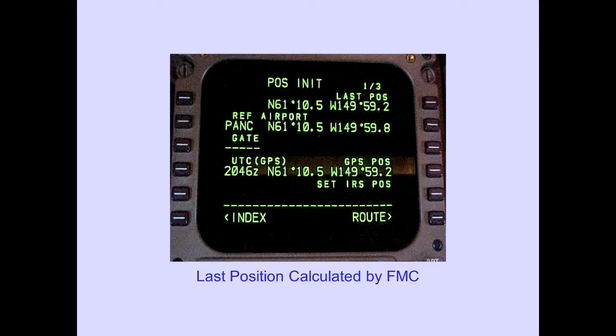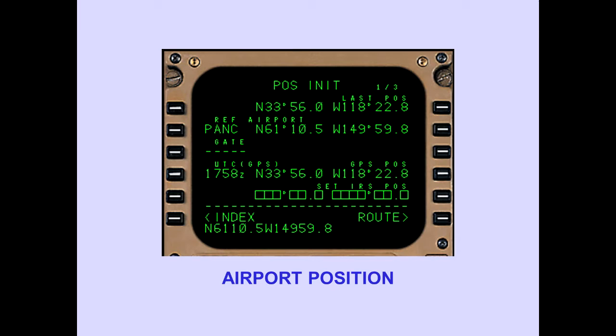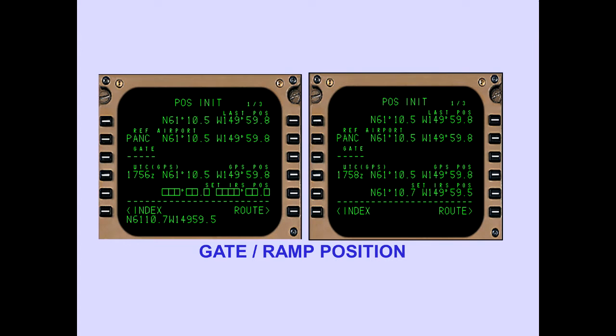The first line of the pause init page is the last position calculated by the FMC. The last known position may be entered into the set IRS position line. Entering an airport identifier displays the airport position. The airport position may be entered into the set IRS position line. With an airport identifier entered, gate or ramp coordinates may be manually entered into the set IRS position line.